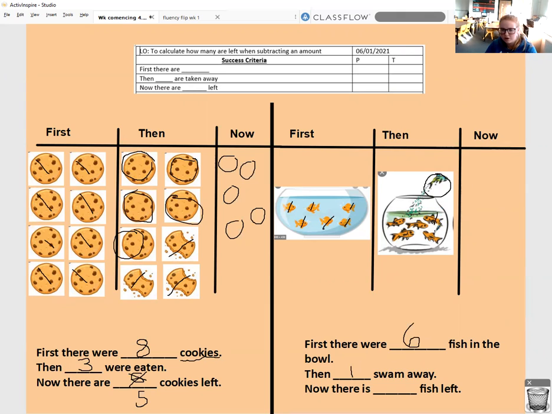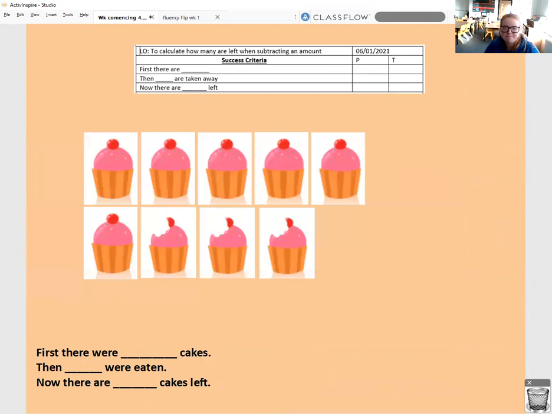Let's have a look. 1, 2, 3, 4, 5. There are 5 fish left in the bowl. So we start, first there were 6, then 1 swam away, now there are 5 left. Fantastic. Make sure you give yourselves a tick if you got that right and send me your work afterwards.